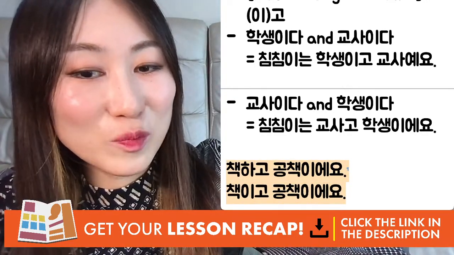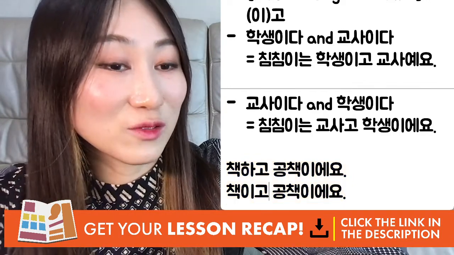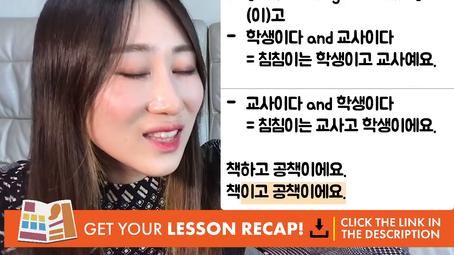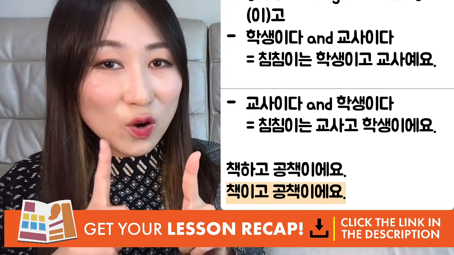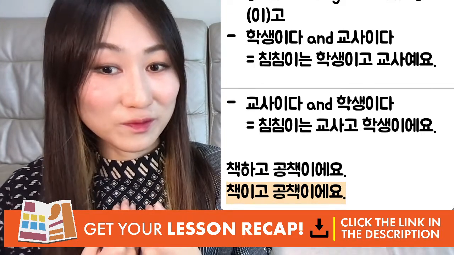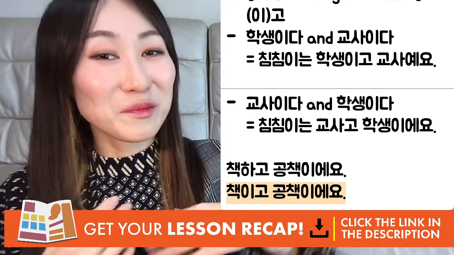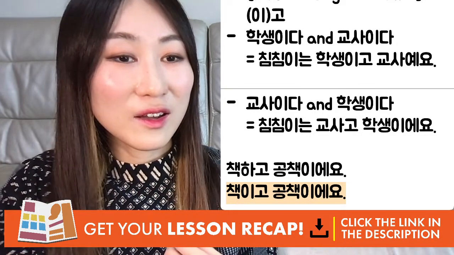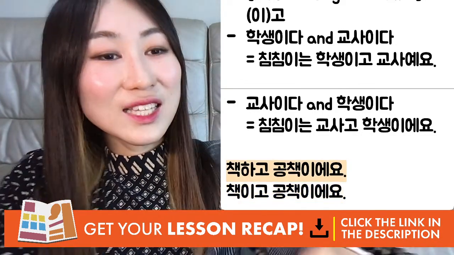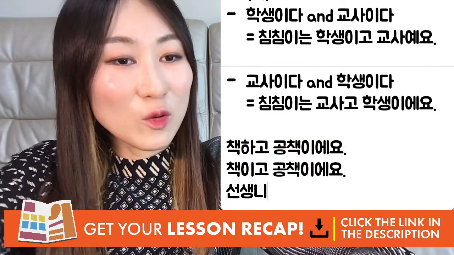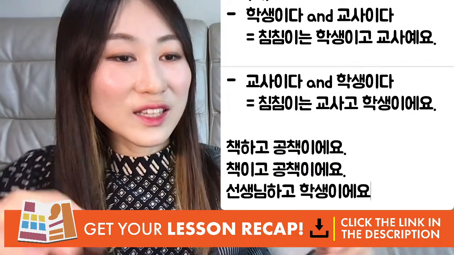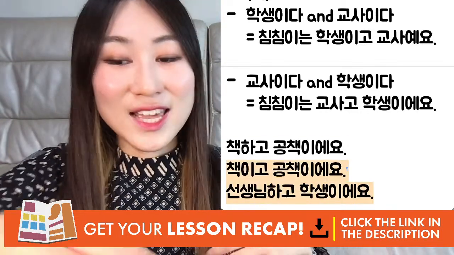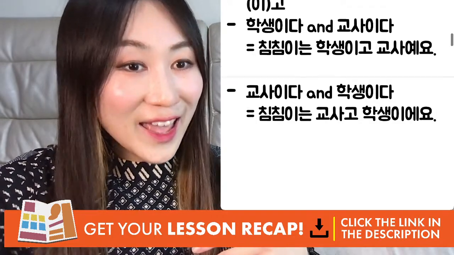침침이는 교사고 학생이에요. This is a book and notebook both. Practice, that's right. So 책이고 공책이에요. In most cases with this one, as Practice said, it has just one. For example, I'm a student and I'm a teacher too. So I'm just one, there are no two cases, right? I'm a teacher and a student too, so I can be both. But 선생님하고 학생이에요, then it's clearly one teacher and one student. Okay, I hope you understand this and let's continue.